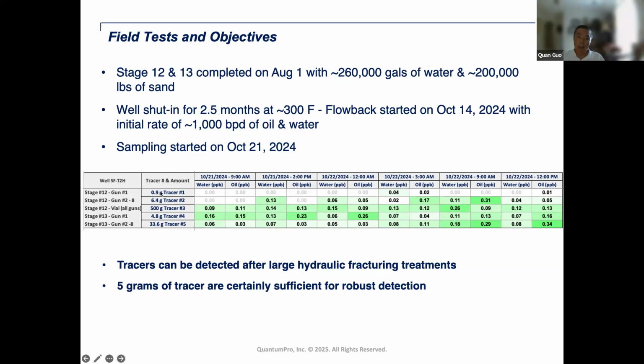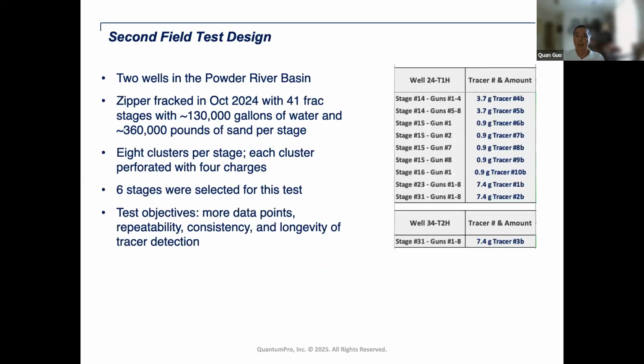So even at the 1 gram tracer level, we see recovery, albeit very low, but certainly for the 5 grams tracers in the cluster, we saw they are sufficient for robust detection because of this kind of low level. So that's why in the second test, we designed many clusters with just 1 gram of tracer per cluster. So with these, we were very excited, and True Oil immediately gave us the second opportunity to test these on another field test.